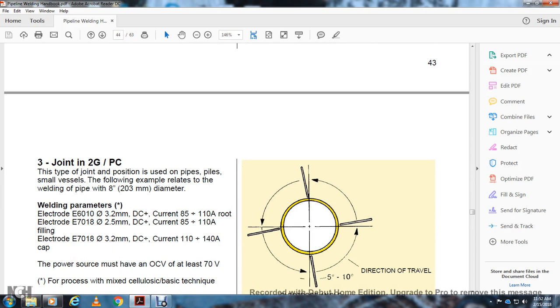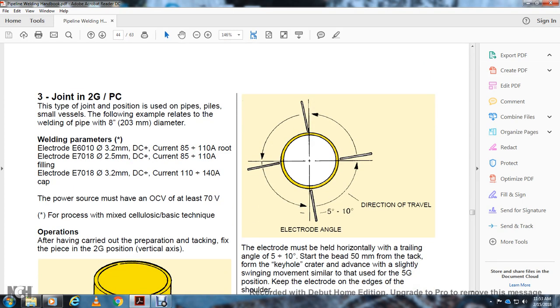Alright, joint 2BG PC, the type of joint position used for pipes and piles, small vessels. Following example: welding a pipe of 8 inches diameter. The welding parameters: E6010, direct current positive, current 85 to 110 amps; E7018, 2.5 millimeter, direct current positive, 85 to 110 amps; for the filling, electrode 7018, 3.2 millimeters, direct current positive, current 110 to 140 amps. The power source must have an OCV of at least 70 volts.